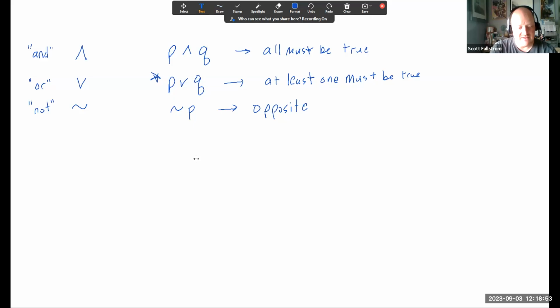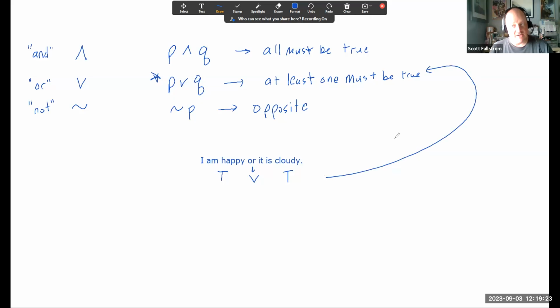So then if we did something like this, though, I am happy or it is cloudy, because that's what it is today. I'm looking outside. So if I wrote this statement down, notice that in this situation, you'd say, is Scott happy? You'd say, okay, that's true. Is it cloudy? You'd say that's true. And the symbol in the middle is the or symbol. So true or true. And remind yourself, hey, I just need at least one of them to be true. And so this would be equivalent to a true statement.